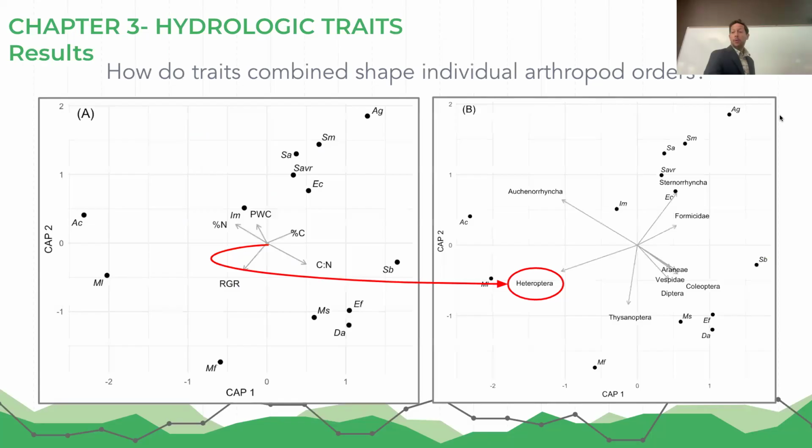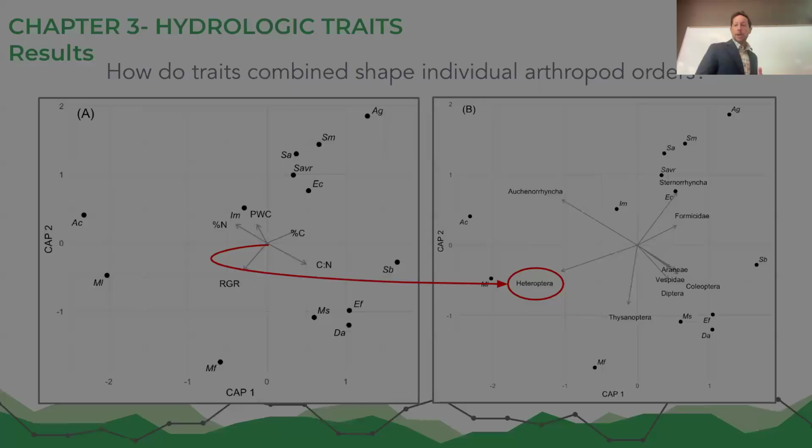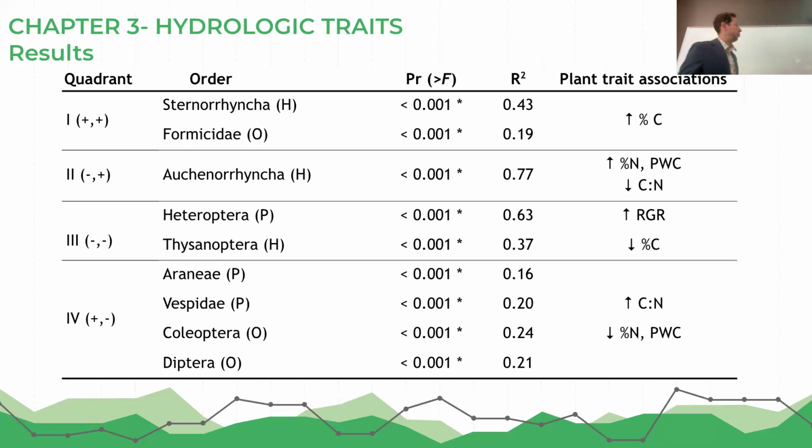And then the second question that we can ask is, how do these traits combine, summing all the trait variance together? How do they shape individual arthropod orders? And the answer to that is very strong. What we have here in this figure is first looking at the different arthropod orders that are strongly influenced by plant traits. These names may mean nothing to you. In parentheses, I put H, O, or P. H is herbivore, O is omnivore, and P is predator, just to look at their feeding guilds.